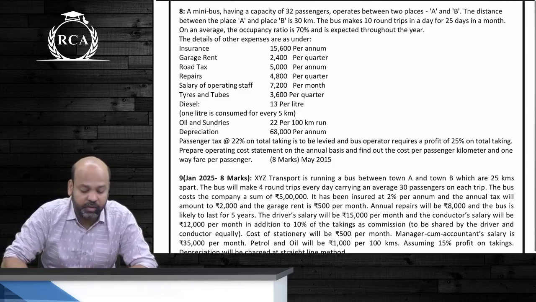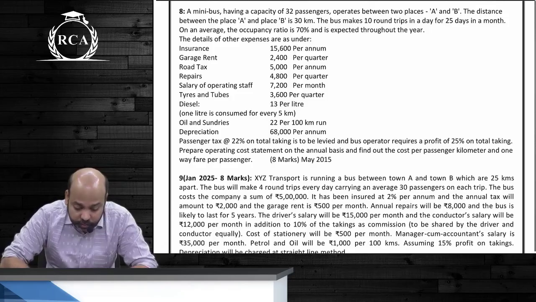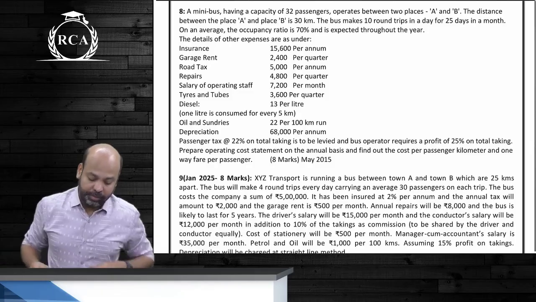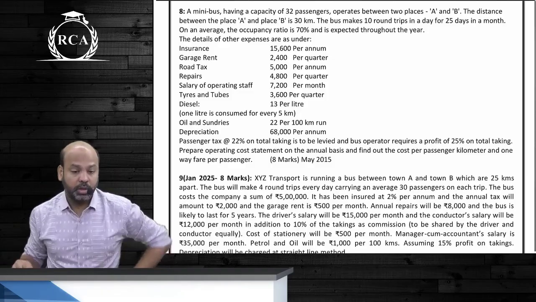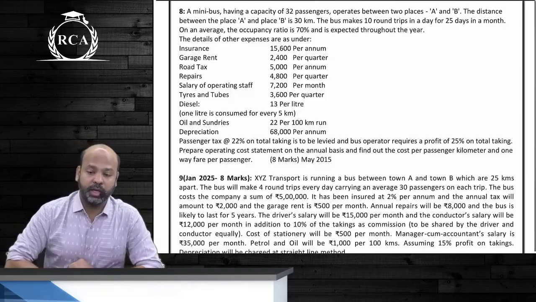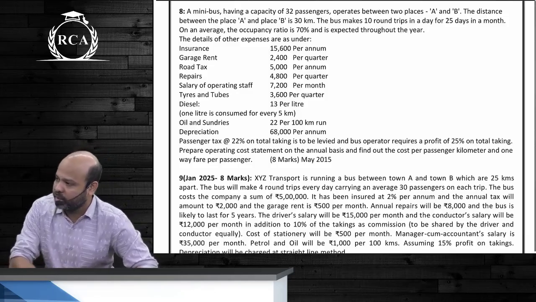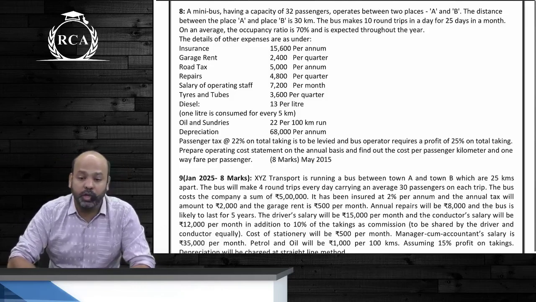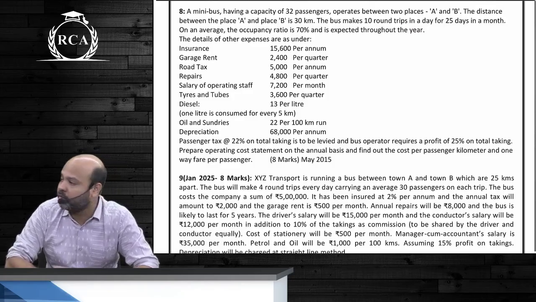The details of expenses are as follows. There are a few expenses given on a quarter basis, few expenses on a month basis, few expenses per annum. Okay. One new thing that we see here, better directly shift to the last paragraph. Passenger tax is at the rate of 22% on total taking that is to be levied. There's a difference between the word total taking and revenue. Total taking is the amount that you take. That is why the name is total taking. So the total taking includes the amount of indirect taxes. That is not our revenue.